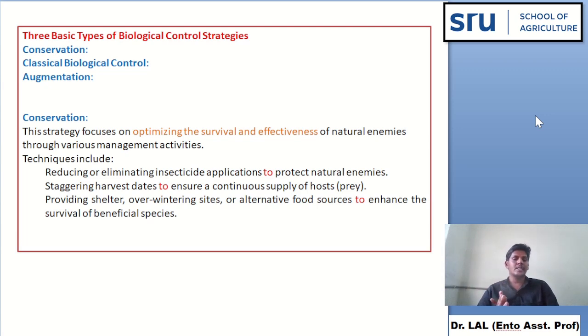reducing or eliminating insecticide application to protect natural enemies, staggering harvest dates to ensure a continuous supply of host prey to the parasitoids or predators, providing shelter, overwintering sites or alternative food sources to enhance the survival of beneficial species. In conservation strategies, all these things are done in order to conserve them or optimize their survival and effectiveness.